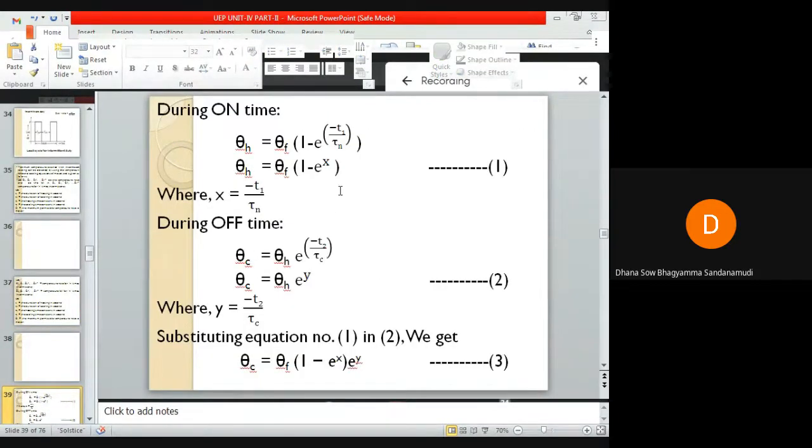Now, during on time, during T on, theta h is equal to theta f into 1 minus e power minus T1 by tau n. So you know what is theta f, you know T1, you know tau n. So you just write it down. During T on, the temperature rise, the heating temperature during the first cycle of this intermittent load.